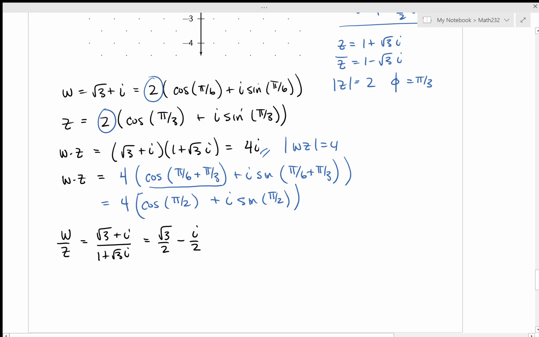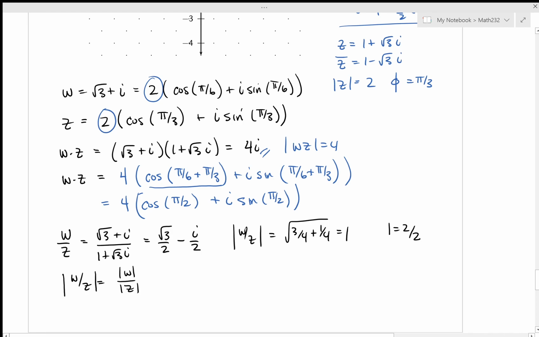Then I could compute the modulus of this thing, which would be the square root of 3/4 plus 1/4, and that is 1. And you'll notice that 1 is equal to 2 divided by 2. So the modulus of w over z is the modulus of w divided by the modulus of z.